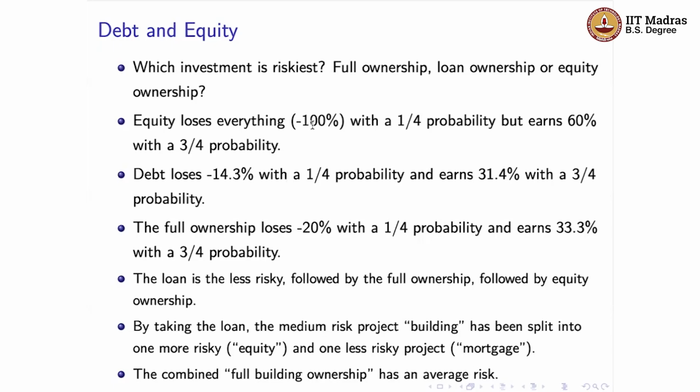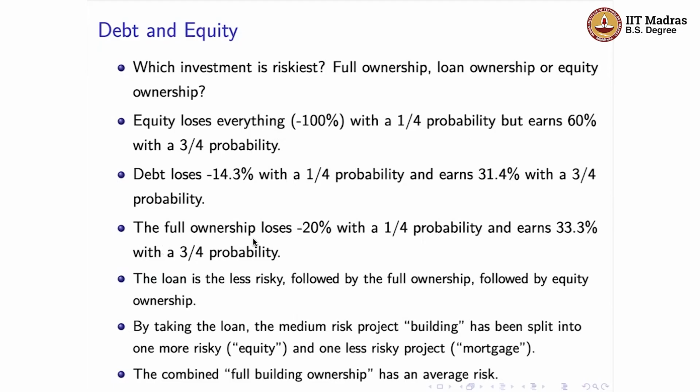The full ownership, on the other hand, basically, this is the case where you take up the building project without taking any loans. This loses 20% if you have got 1/4 probability with the basically the bad state. However, it earns 33.3% with a probability 3/4, right? So if you calculate the expected return in all these cases, the answer is going to be the same. This is 20%, but you can look at the different spreads.